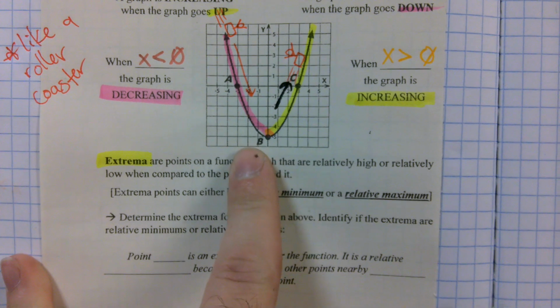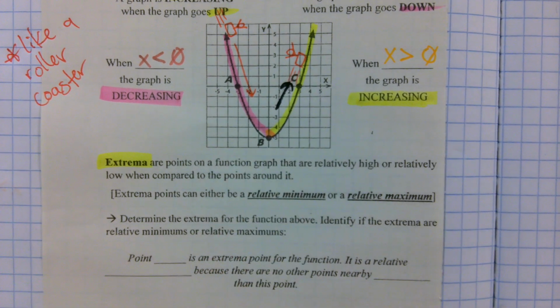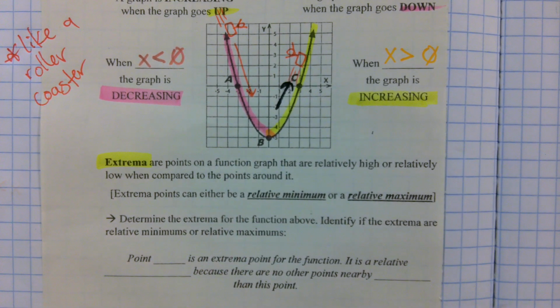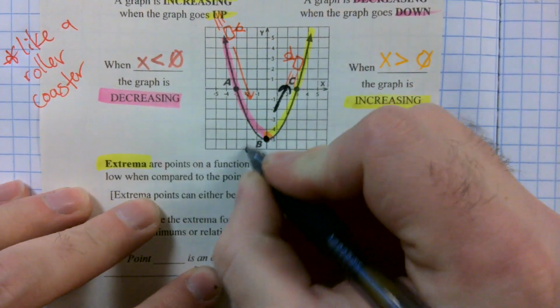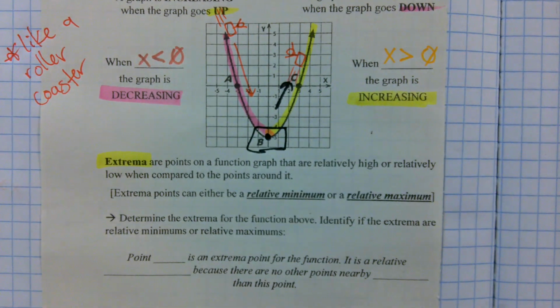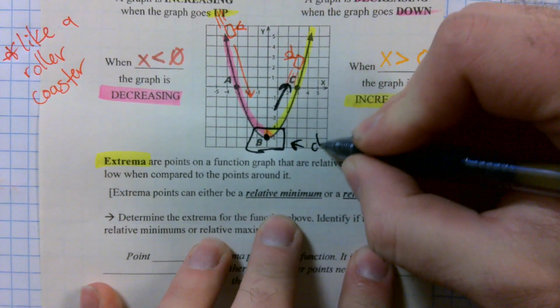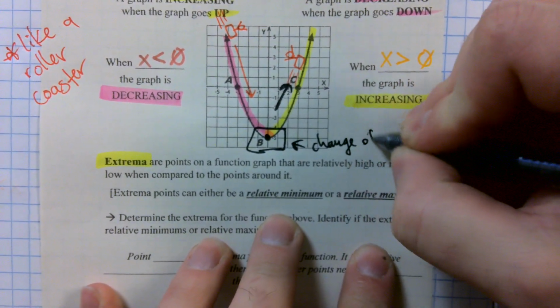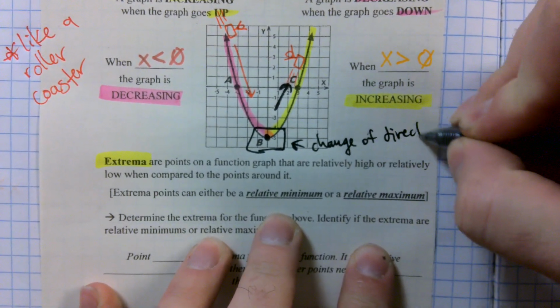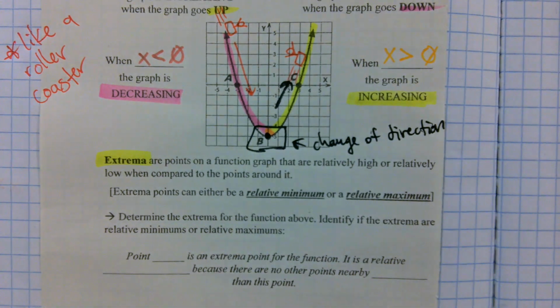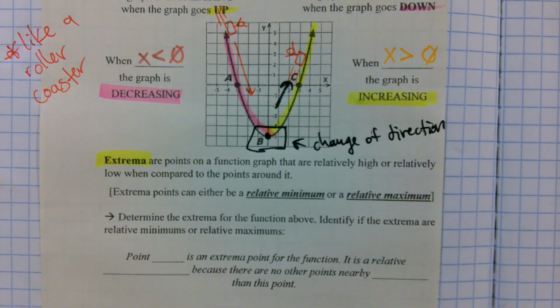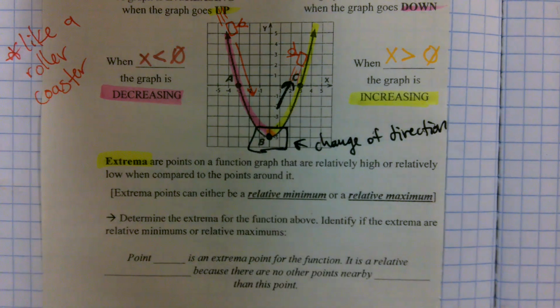So on this function graph here, what point did we change direction? B point. We changed directions right here at point B. Change of direction. So we know that point B is my extrema point. Now there's two types of extrema.